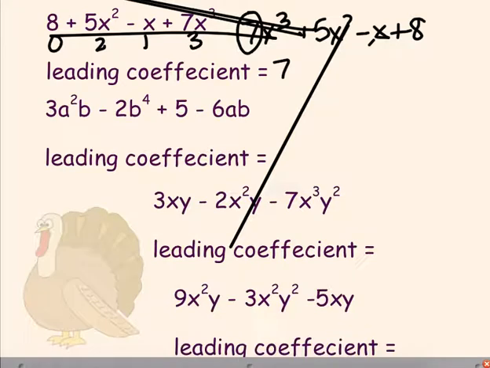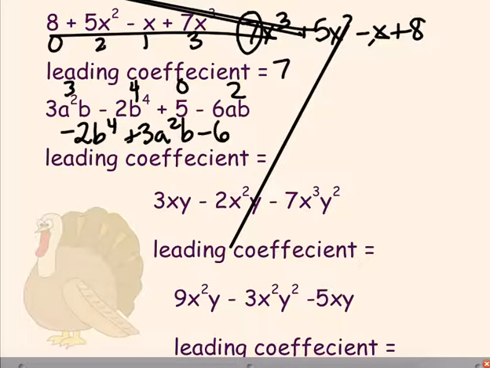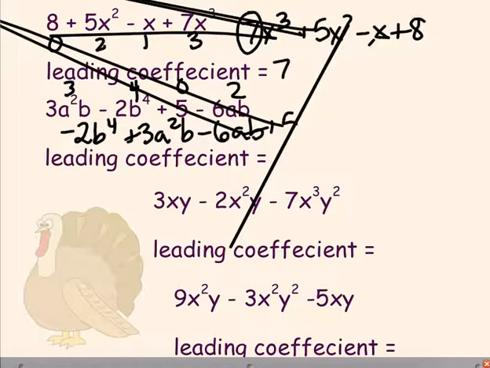Next one, I'll just show all of these. I'll do just a couple of these and you can try the rest. This one has a degree of 3, a degree of 4, degree of 0, degree of 2. So we're going to say we have negative 2b to the 4th plus 3a squared b minus 6ab plus 5, which means our leading coefficient is based on this term, and we have negative 2 as the leading coefficient.